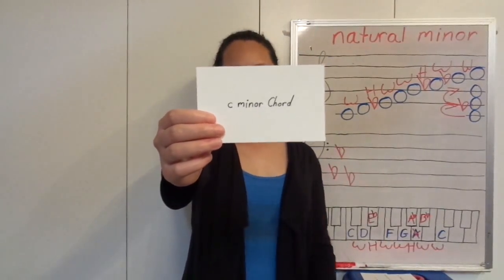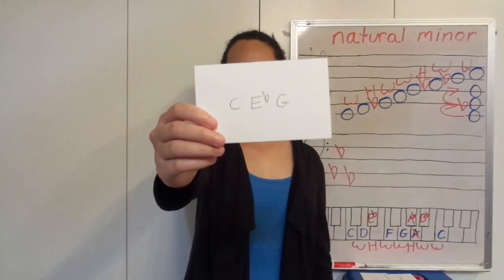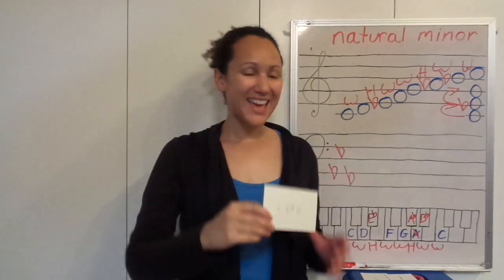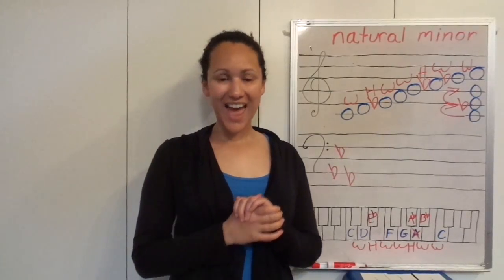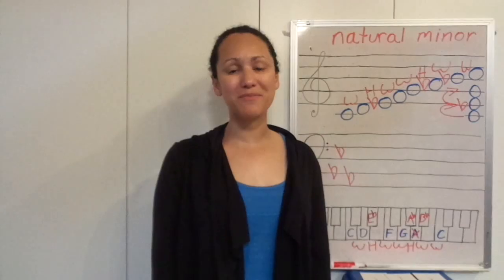And then finally, C minor chord. And go ahead and spell that out. C, E flat, and G. And that gives us our practice cards for C minor. Add them to your practice pile and practice them as much as you can until they become very easy.